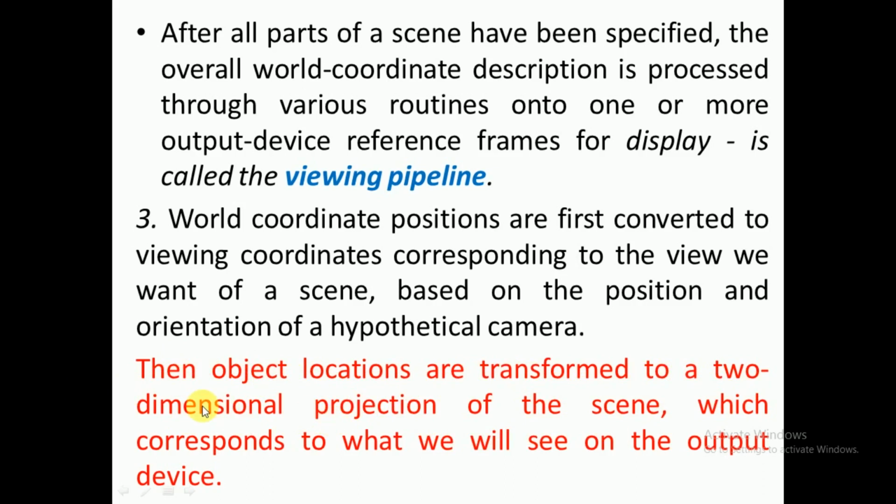Because if you consider the image itself in 2D, then whatever you are displaying, you are displaying on a 2D monitor. But if your object is 3D, then that 3D object has to be converted to 2D, because ultimately you are going to display it on a monitor. A monitor only represents X and Y, but the object you have captured is in 3D. In that case you transform the object locations to a two-dimensional projection of the scene, which corresponds to what we will see on the output device.